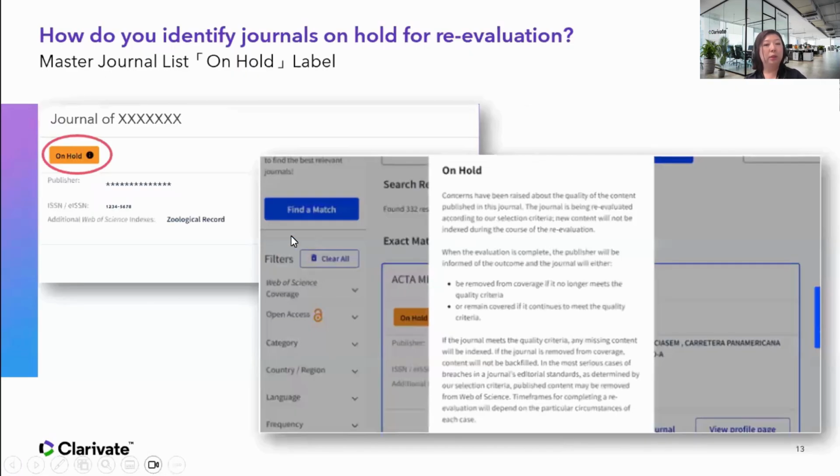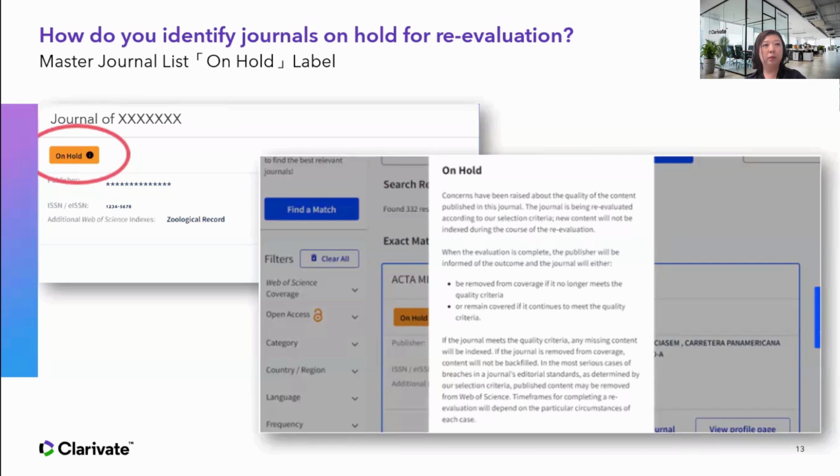When you're on Master Journal List, as you search through journals, sometimes you come across this orange on hold flag. This tells you that this journal is being flagged because of concerns raised by researchers about questionable publishing practices. So what happens is that we will put this journal on hold. We will no longer include new content from that journal until the re-evaluation is completed.